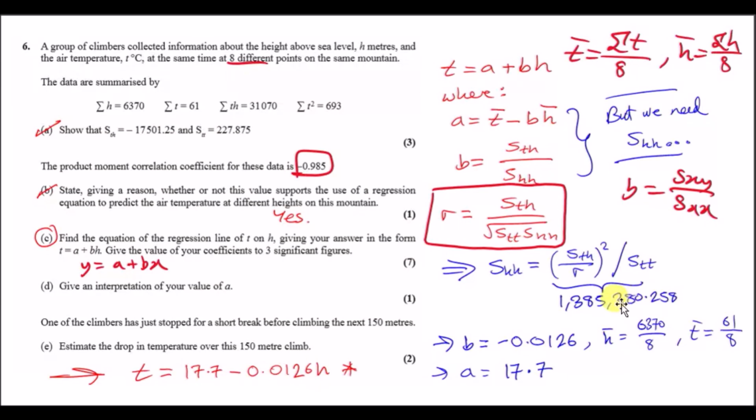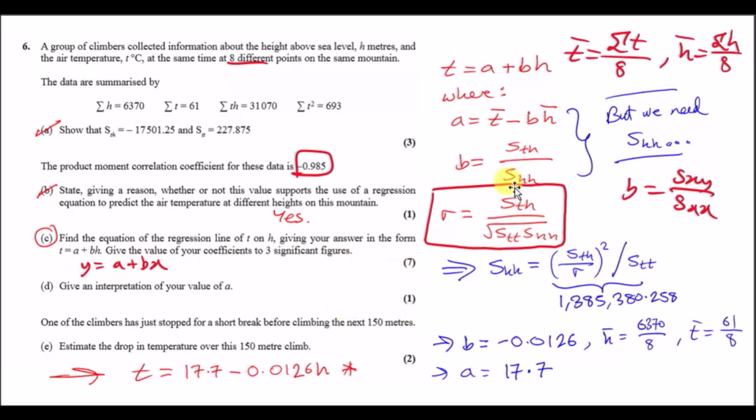Now once you find SHH, plug it back into the formula for b, which is here, and of course STH, which is also given, to get the b value, and round it to 3 significant figures. So you should get something like minus 0.0126. And then using that b value, plug into the a equation and use t bar, which I've already given here, and h bar, plug it all in at once, and you should get an a value of 17.7. And that's it. That's literally all you have to do for C. And it's worth a lot of marks, so this is something that you want to make sure you're bagging, especially.